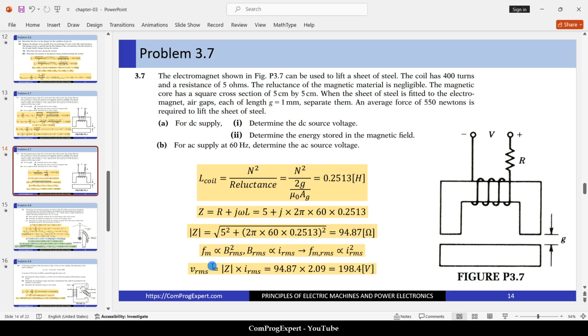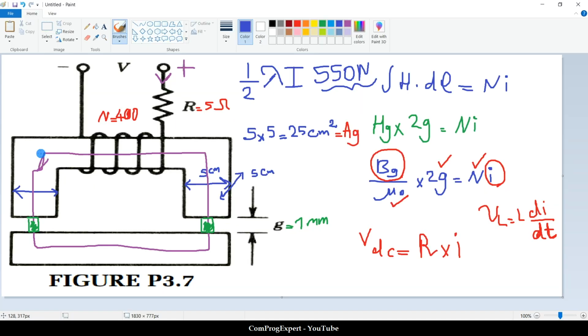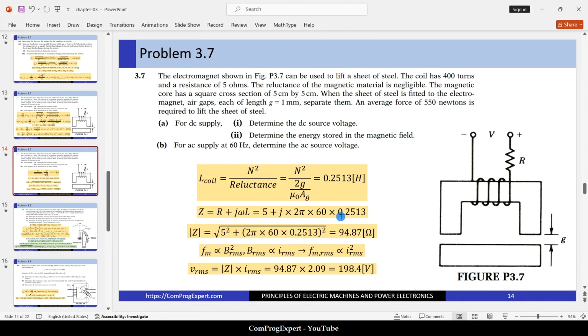Okay? If you follow this flux line, we have 1 air gap reluctance here, 1 air gap reluctance here, right? 2 times gap divided by mu 0 A. This is the net reluctance in front of this flux line. So the value of the coil inductance will be equal to 0.25 henries.